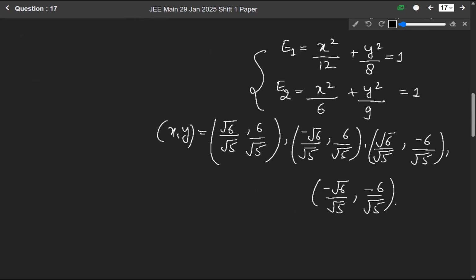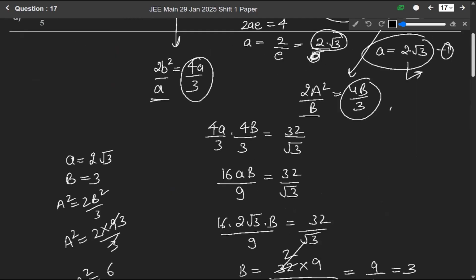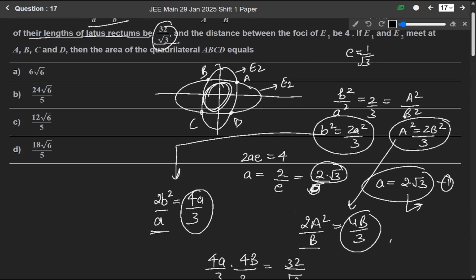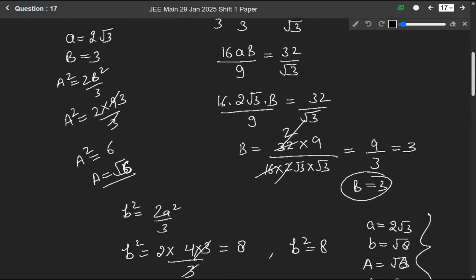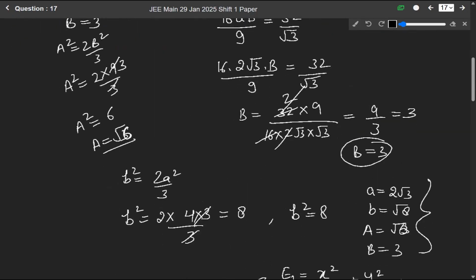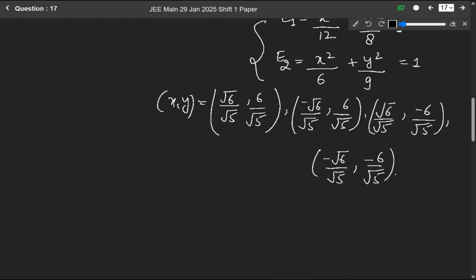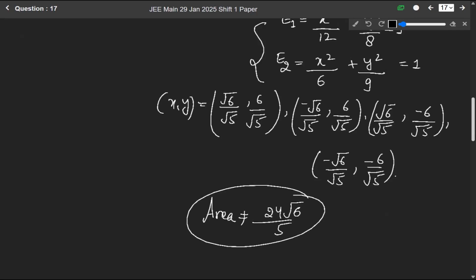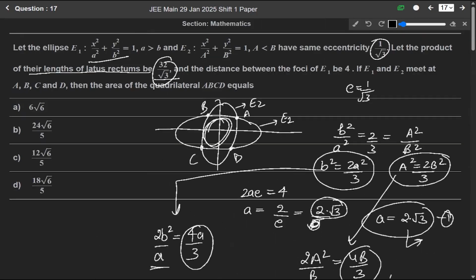Okay. So in the question, we have to find the area of the quadrilateral ABCD. The 4 points are the vertices of this rectangular area. So when we use these points, we get area will be 24 into root 6 over 5. So our answer is 24 root 6 over 5 is the area. Means option B is the correct answer.